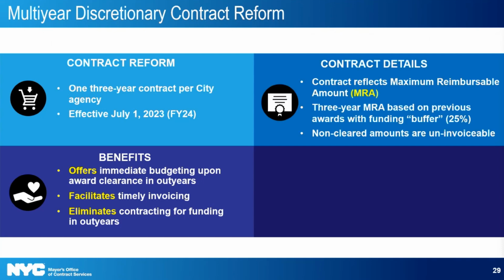With regards to contract details, the total contract value will reflect a maximum reimbursable amount, MRA. This is not a guaranteed amount, but a projected value based on cleared awards from the previous fiscal year and includes a funding buffer should Council designate additional awards. It is important to note that the buffer amount is not invoiceable. Agencies should only review budgets and invoices for cleared awards.